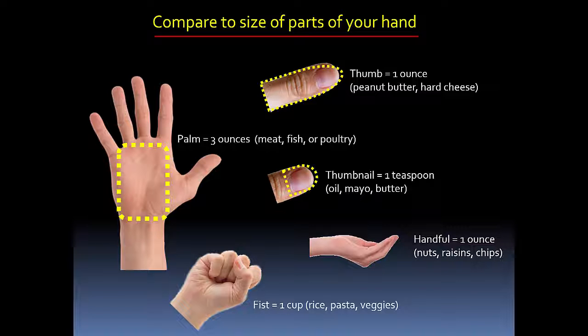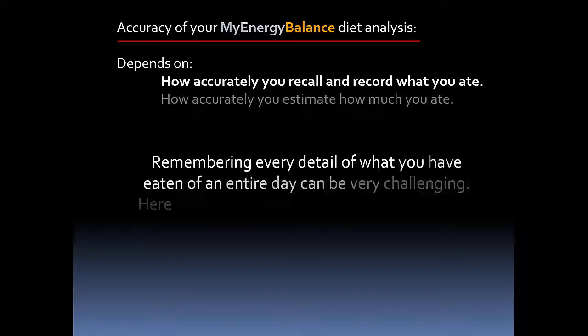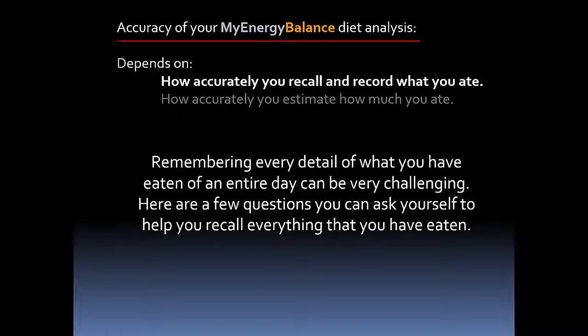But as I mentioned earlier, the accuracy of your diet analysis depends not only on how accurately you're able to measure how much of a food you've eaten, but also how accurately you can recall and record what you ate. And remembering every detail of what you ate over the course of a day can be challenging and tricky. Obviously, we hope that the iPhone app and the website will help you do this. But even with the website and even with the iPhone app, there may be some things that you can do to help you recall some of the foods that you've eaten. And in this remaining part of the tutorial, I'm going to provide you with some hints that may help you do this and some questions you can ask yourself.